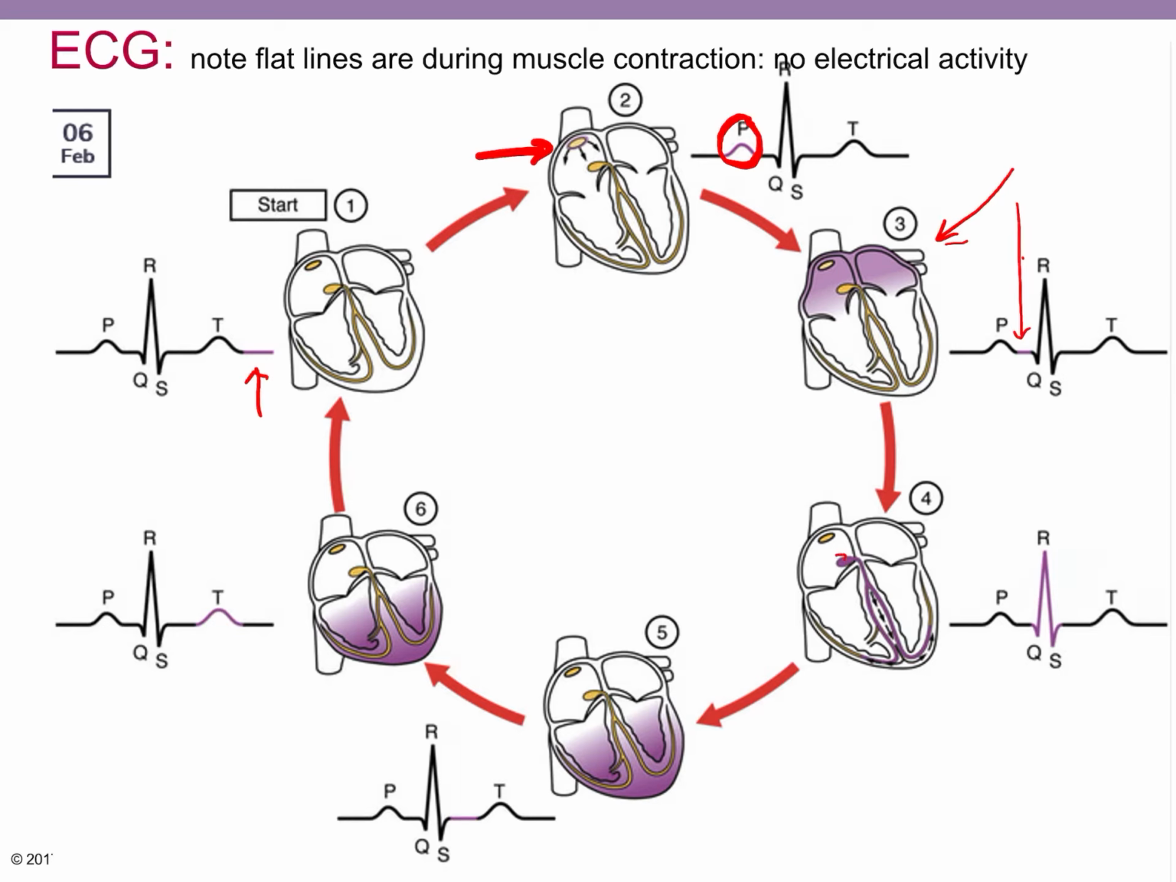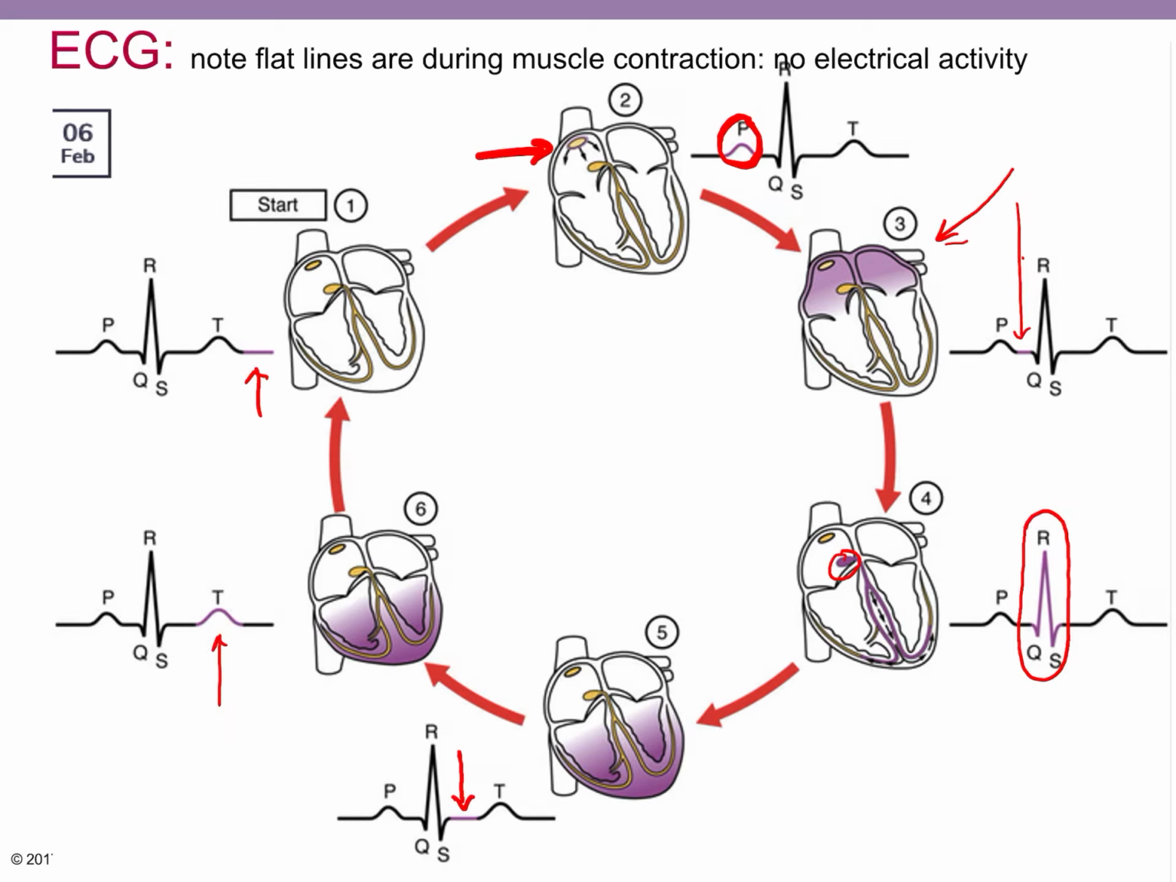Next, we have our massive depolarization, right? So our AV, our bundle of His, our Purkinje fibers, that's a lot of electrical activity showing up as our QRS wave. Then our ventricles will contract. But since the electrical activity has been sent and it's gone, it's a little flat line. So the ventricles are actually in contraction after they received that electrical signal, okay?